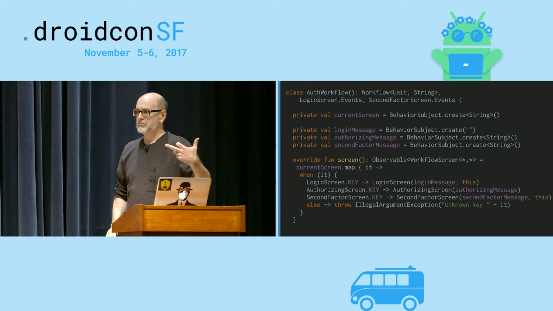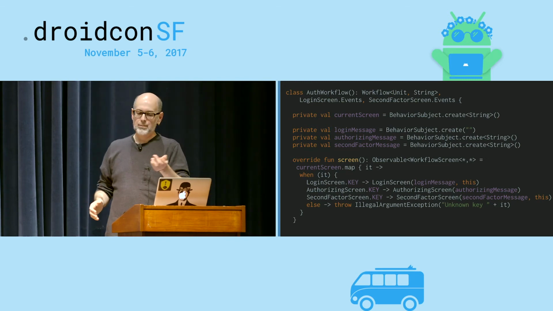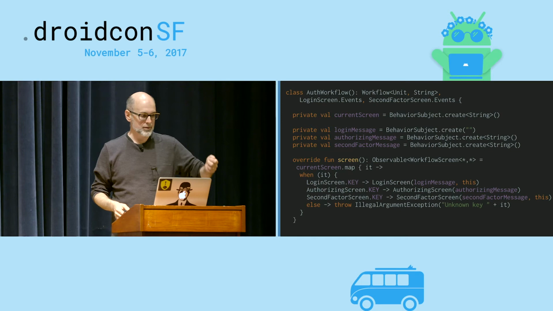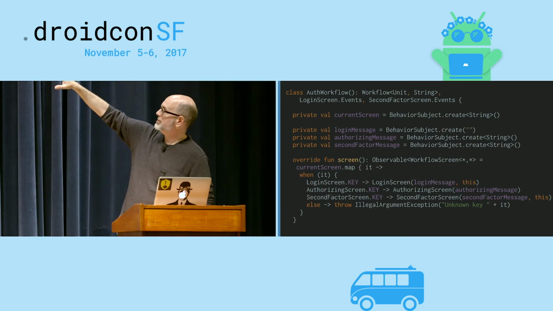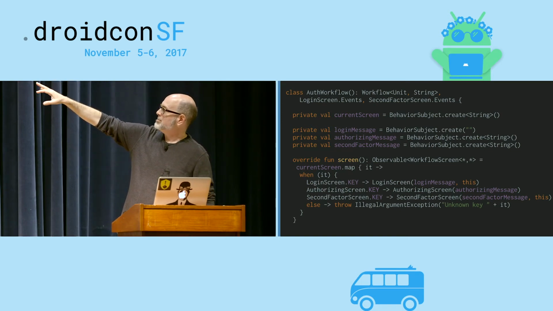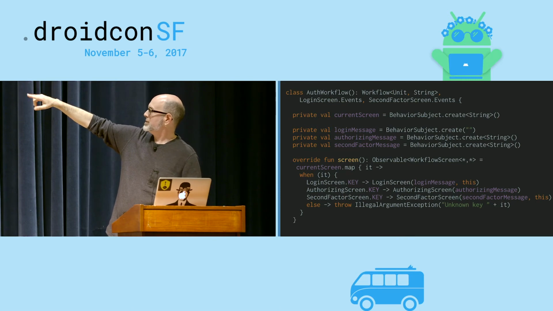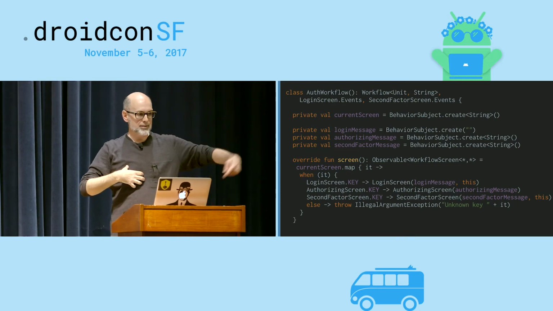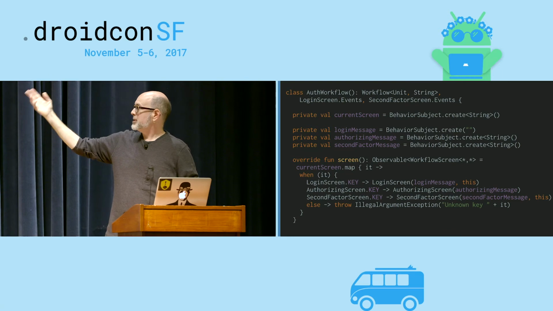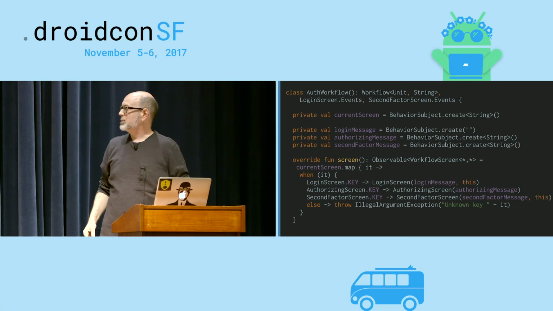And then our main method here, our screen method that people are subscribing to in order to actually render this stuff, might look something like this. Given that current screen, we're going to map on what key is associated with it, and if we've told ourselves that the current thing we should be showing is the login screen, we'll instantiate one of those, and we'll pass in ourselves as the callback for all of those event methods. Same for the auth screen, same for the second factor screen, and so on.